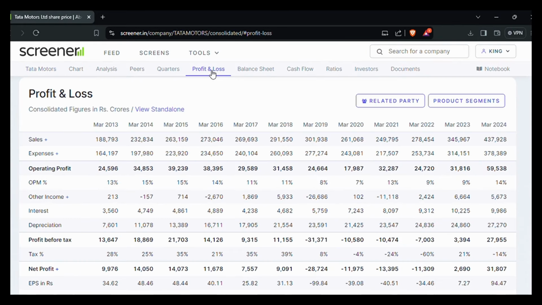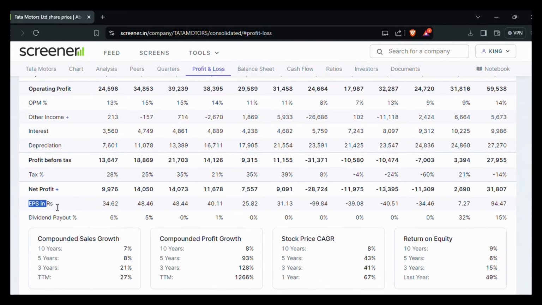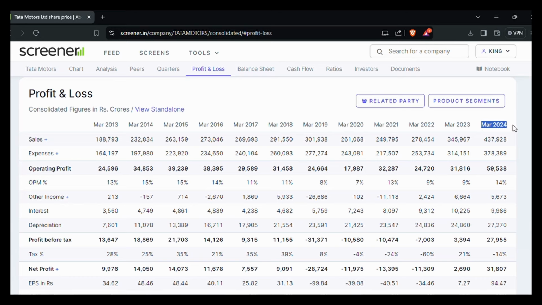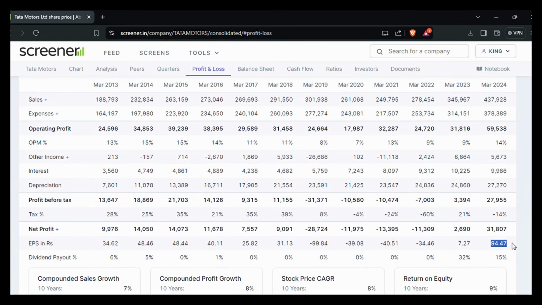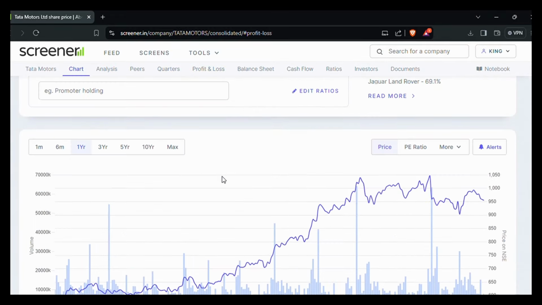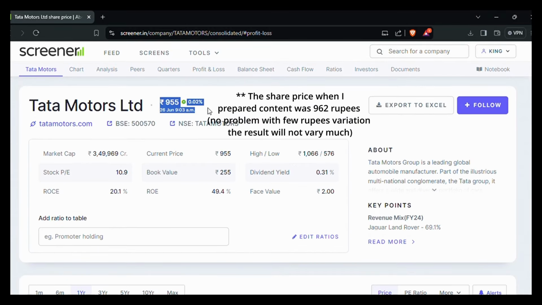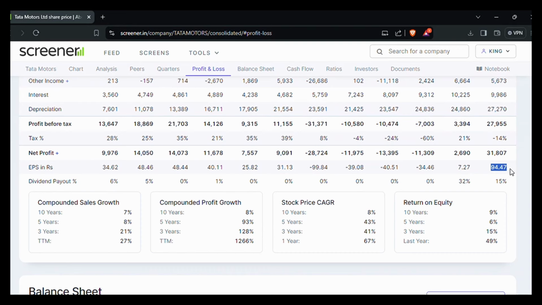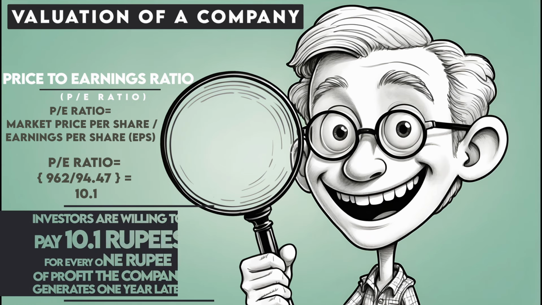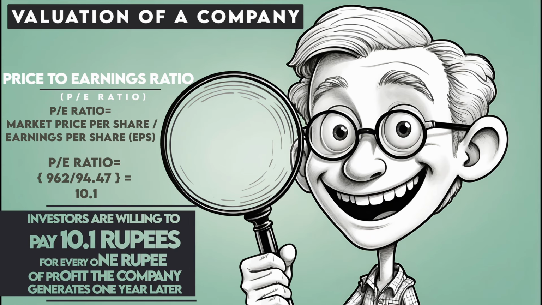Now look at earnings per share. Come to their P&L statement, profit and loss statement, and look at this EPS, earnings per share column below net profit. And look at March 2024 EPS. It is 94.47. It means in the previous year, Tata Motors has earned 94 rupees per share. So their current market price is 962 divided by their earnings per share, which is 94.47. We get 10.1.